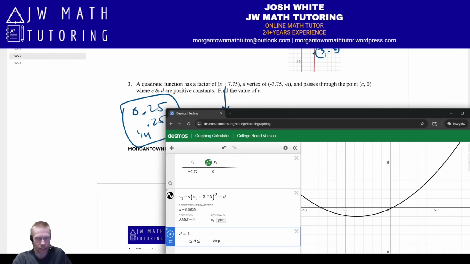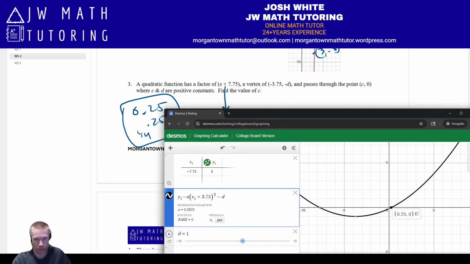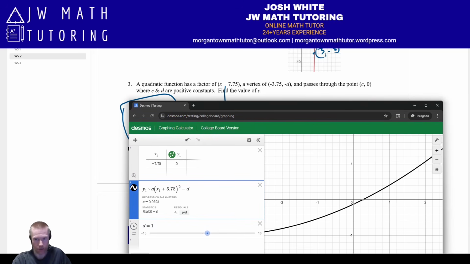Now, it gave me the regression, and it gave me the graph, more importantly. So where's the other x-intercept? Well, it's right here. You can see you can click on it. It's this point right here. It's 0.25. Notice what happens as long as I keep d positive, meaning the vertex is under the x-axis.